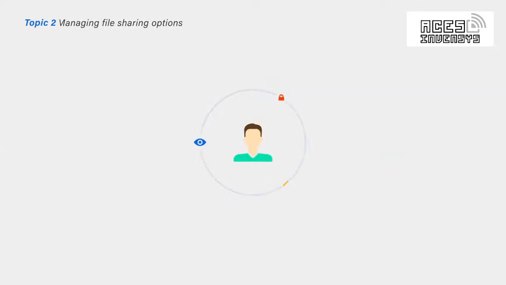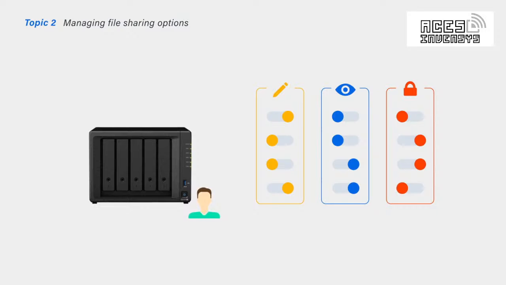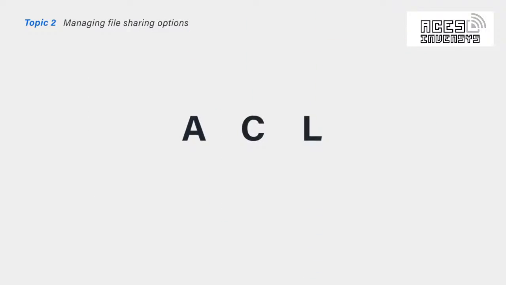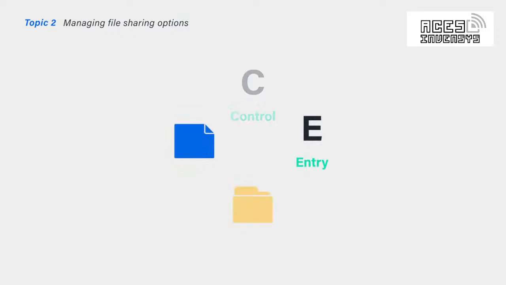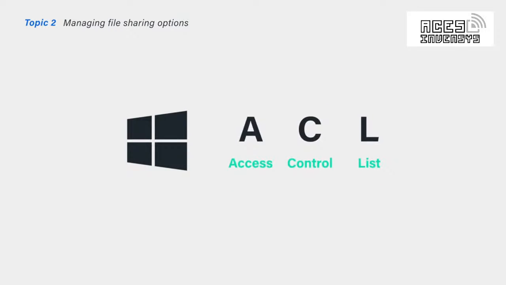What's more, to help businesses simplify the process of defining a bunch of rights and permissions, Synology NAS allows users to fine-tune and set multiple rules to manage the privacy of files and folders using ACL. So what is ACL? Access Control List, ACL, is a list of access control entries, ACE, attached to an object, such as a file, folder, or program in the Windows environment.